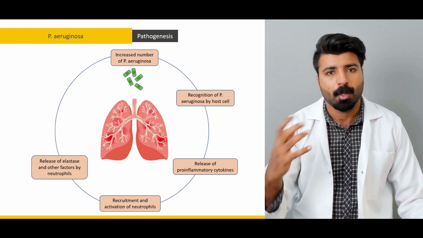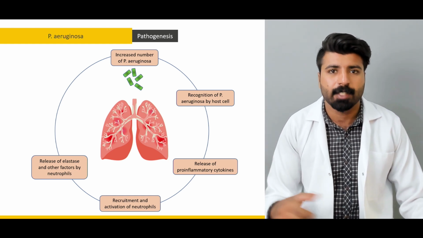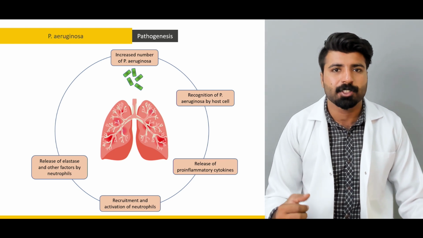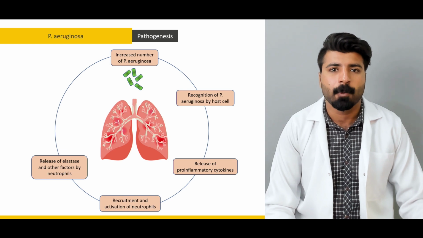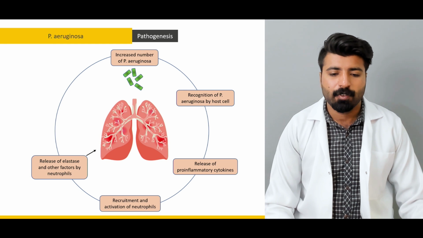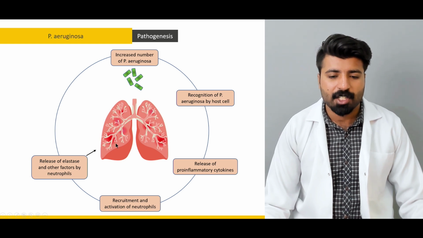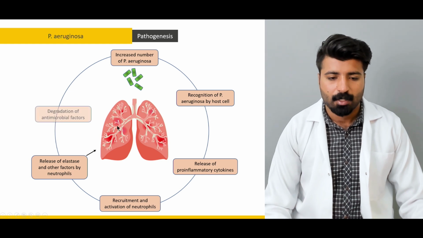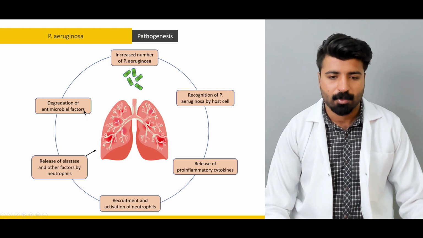Aeruginosa came in, body cells recognized it: oh my god, there's a foreign substance there. It alerts the whole system. Neutrophils will be recruited, it's time to remove an infection. All of the other helper cells will be there. So what will happen? The release of elastase and other factors of neutrophils will lead to this. You can see congestion is happening inside of it, and degradation of antimicrobial factors will happen.